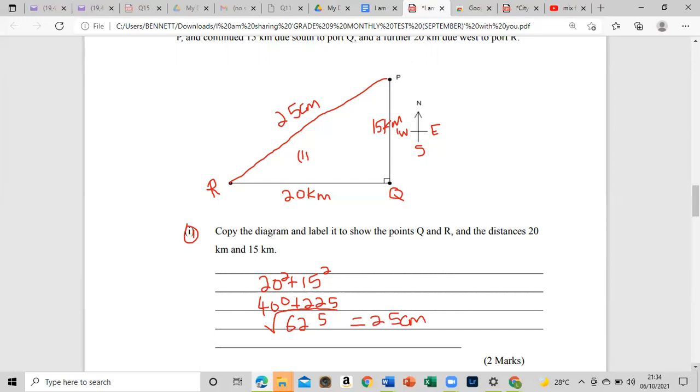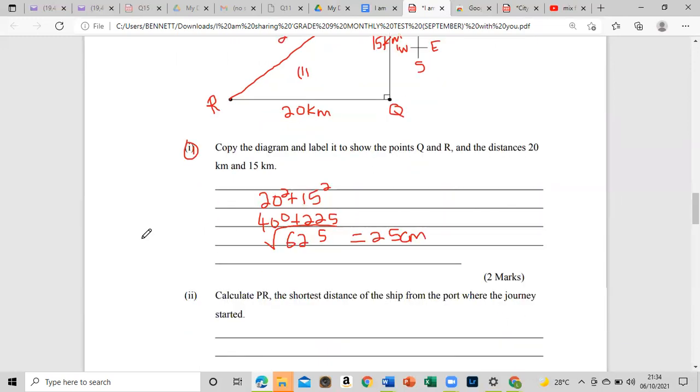Let's go down and get the rest. We go down to the rest now.